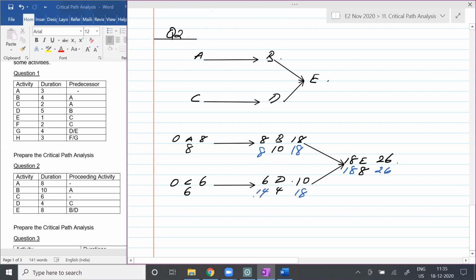14, right? Yeah. And here it's going to be 14, here it's going to be 8. So 8 minus 8 is how much, Malik? 0. 14 minus 6 is how much, Malik? 8. Right. 14 minus 6 is 8.